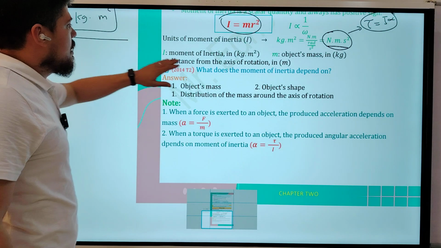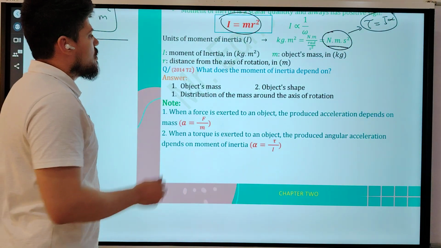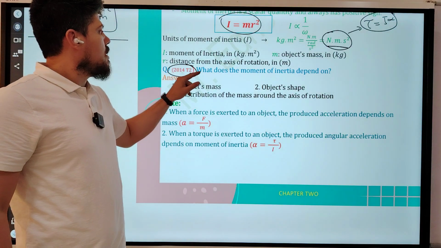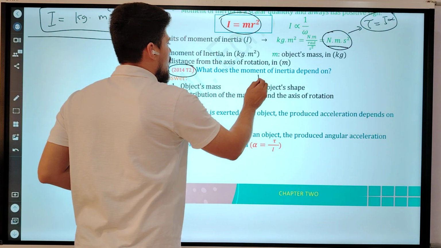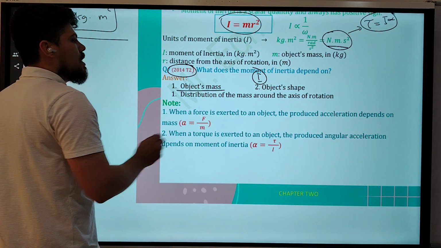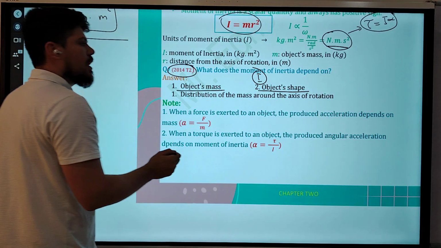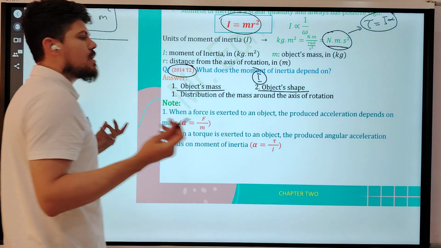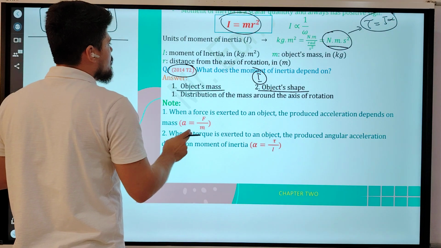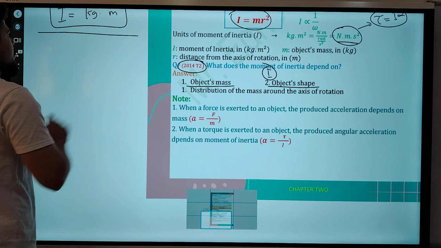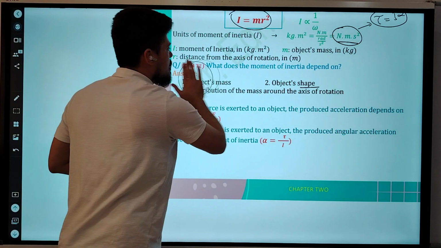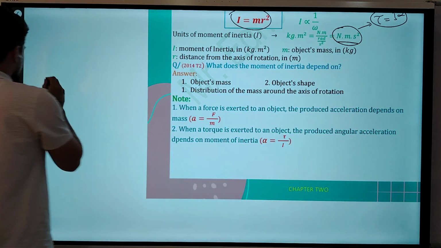What does the moment of inertia depend on? This question was asked in 2014, term 2, in the second trial. The moment of inertia depends on the object's mass, the object's shape, and the distribution of the mass around the axis of rotation. So the moment of inertia depends on these three factors.